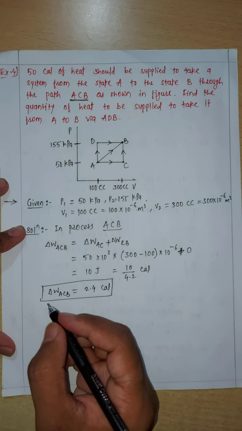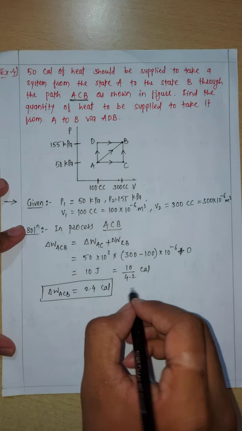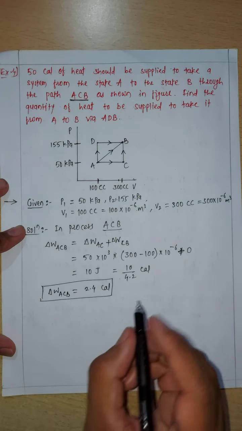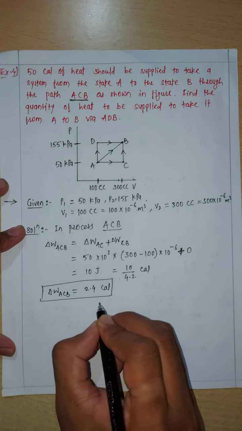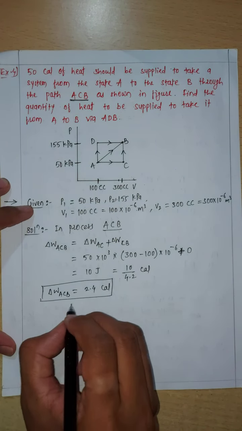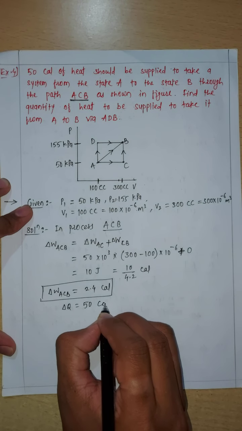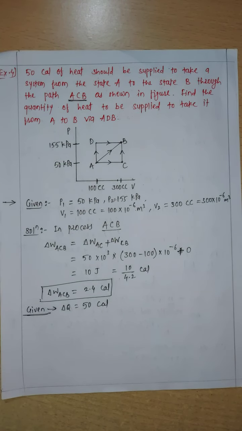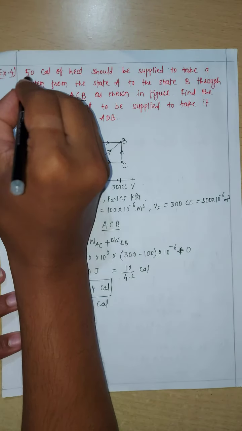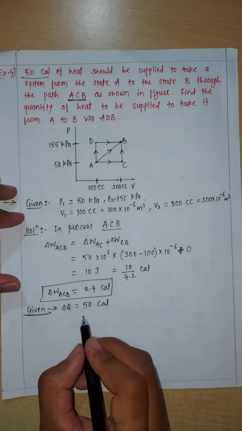Okay, now this is 2.4 calorie amount of work, and here amount of heat कितना आएगा, तो 50 कैलोरी आ जाएगा उसका हीट. So delta Q is equal to 50 calorie. So in this question 50 calories given, so that amount of heat is given here.